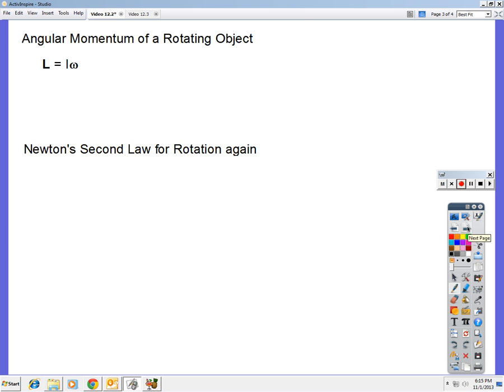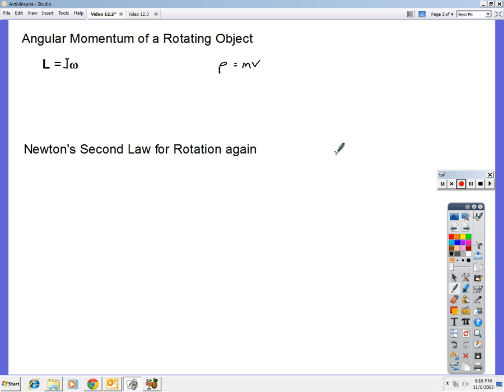But if you remember back to linear momentum, the momentum of a particle is p equals mv. So if you have a solid object that is rotating, we'd expect that its angular momentum would be the equivalent of mass times the equivalent of speed, which is I omega, moment of inertia times the angular speed.